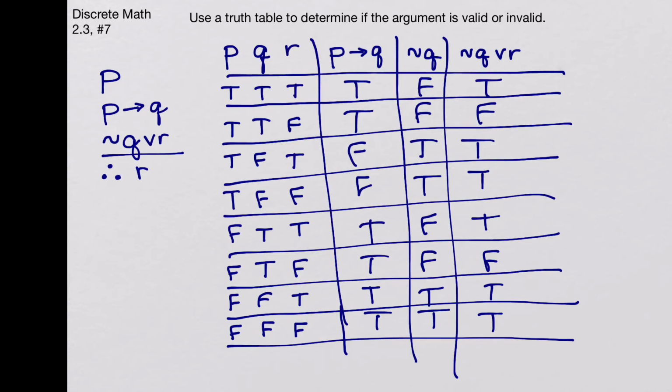Now, we have premise 1, premise 2, premise 3, and then the conclusion. So I'm going to label my columns in the truth table premise 1, premise 2, premise 3, and then our conclusion. All right, so what I'm looking for is a row where the premises are all true and the conclusion is false at the same time. So I look at the first row and my premises are all true, but the conclusion is true as well, so that's totally fine, and we move on.